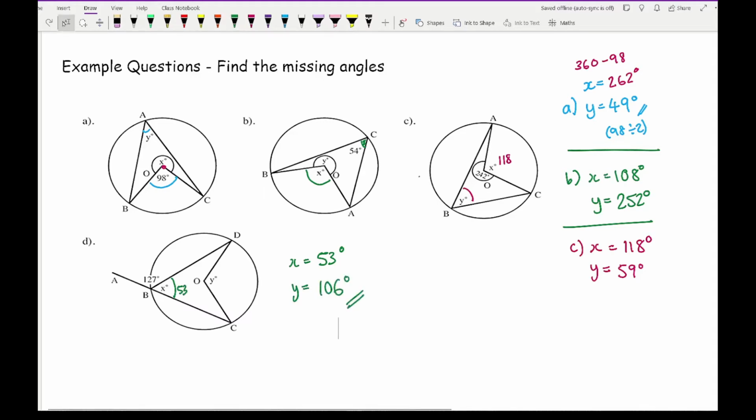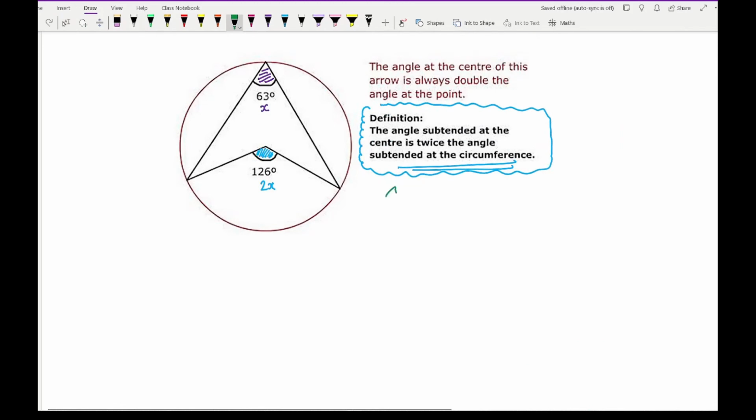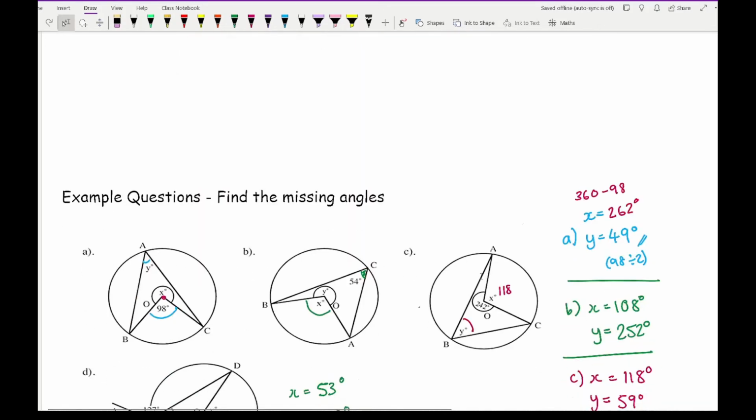Now if I was asked to prove or give a reason as to why those angles were what they are, then what I would have to do is quote this circle theorem. And again, it might be hard to believe, but the examiners will be expecting that definition word for word, or something of that ilk.